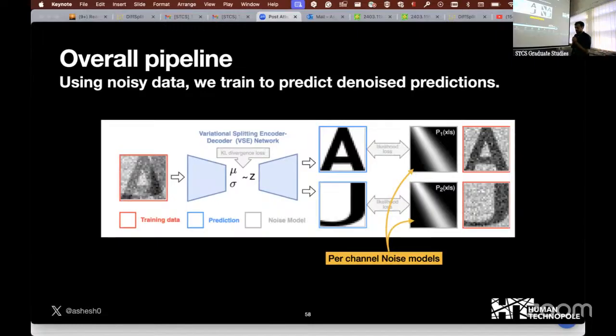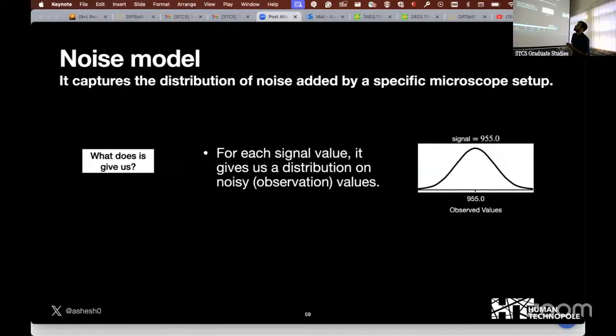Noise models are something that were introduced in our lab for unsupervised denoising. So let me talk a bit about noise models. A noise model is something which captures the distribution of noise added by a specific microscope setup. So what does this mean? If you have, let's say, a clean value, which I call signal, it will give you a distribution on the noisy value. So from the microscope, you will typically get these noisy values.